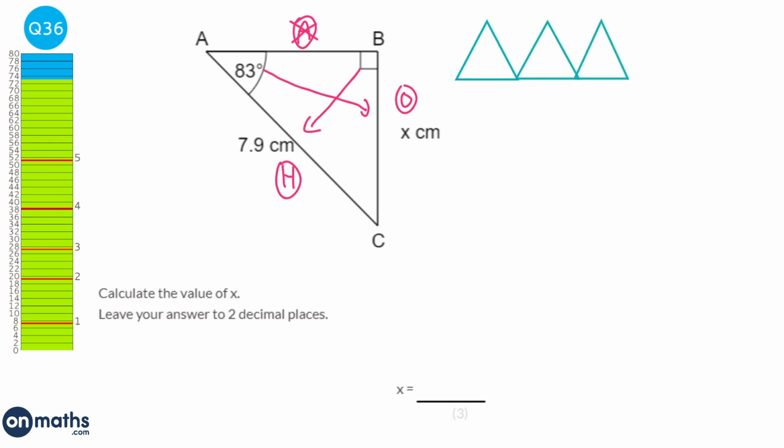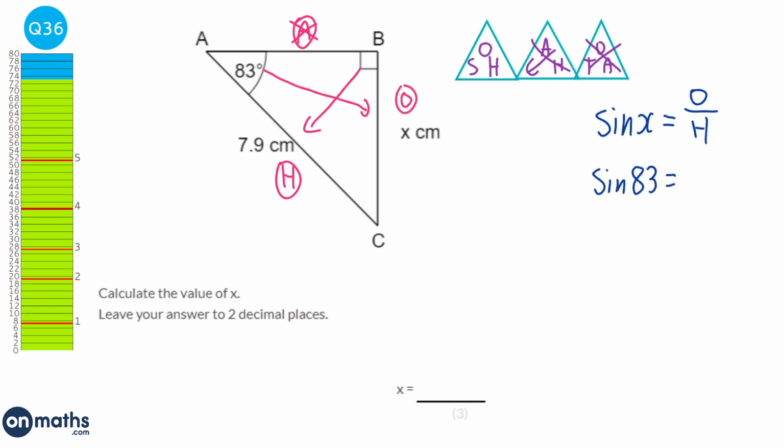Next thing we're going to do is draw our triangles for SOHCAHTOA. And we've crossed out the A, so we're going to cross out the CAH and the TOA because they both involve an A. That leaves SOH, and SOH is short for sine of the angle equals the opposite over the hypotenuse. So the angle is 83, so it's going to be sine 83 equals the opposite, which we've labelled as x, over 7.9.